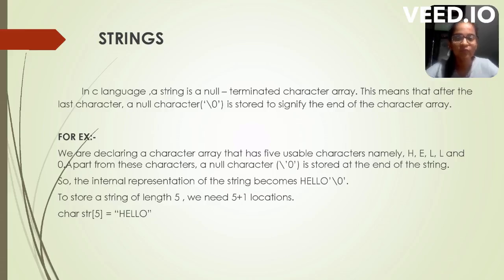For example, if we are declaring a character array that has 5 usable characters, namely H, E, L, L, and O, apart from these characters, a null character \0 is stored at the end of the string. So the internal representation of the string becomes hello, and the last character will be the null character, that is \0. So to store the string, if the length is 5, we need 5 plus 1 locations, where the plus 1 location includes the null character. So this is a declaration of a string in an array.